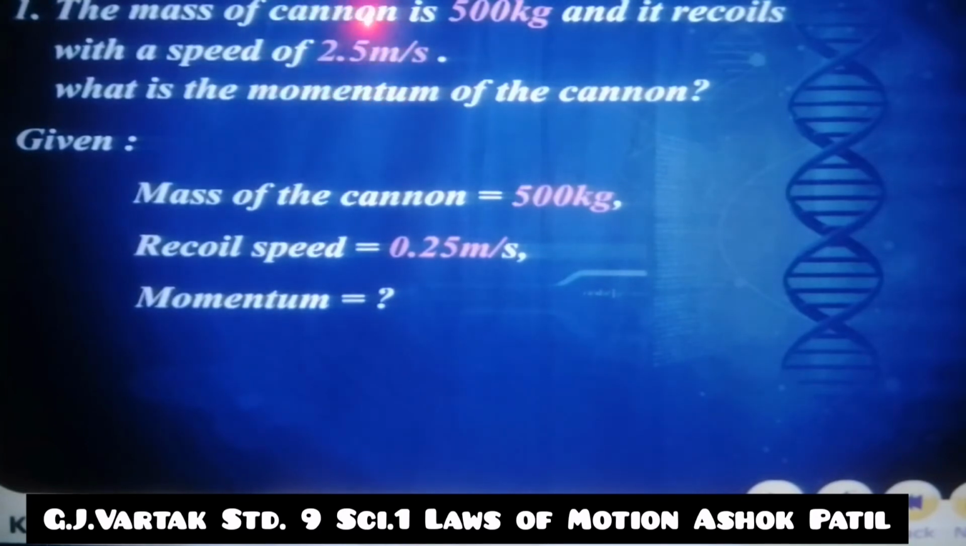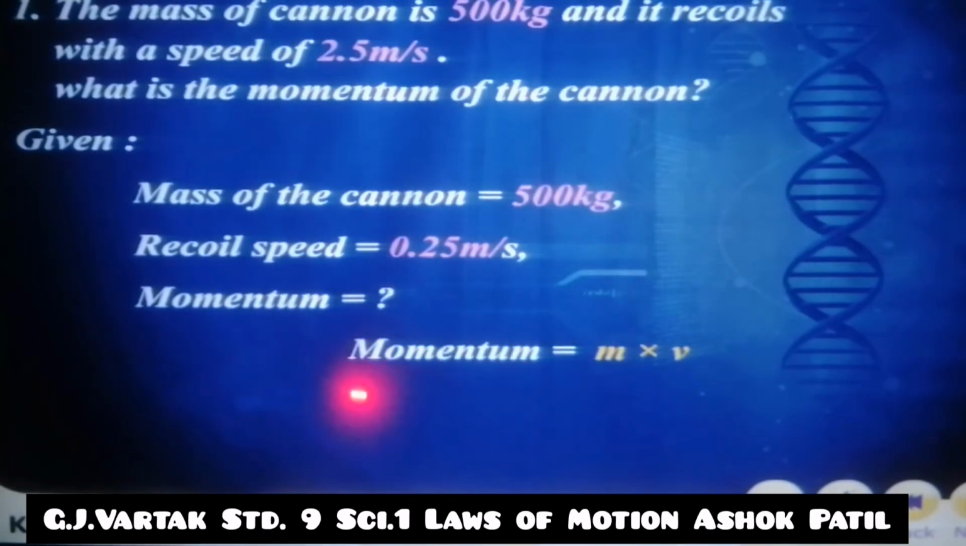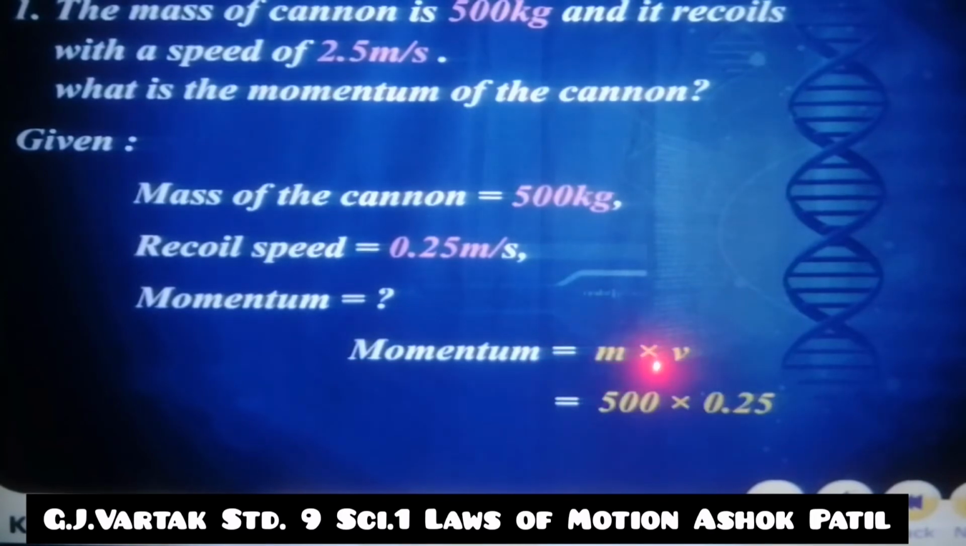Is this correct or this correct? Only one is correct here. Okay, meters, here 0.25 meters. This is the meters, 2.5 meters and 2.5 meters also, but here is the correction. Momentum is equal to m into v. Yes, correction here. Okay, 500 into 0.25.